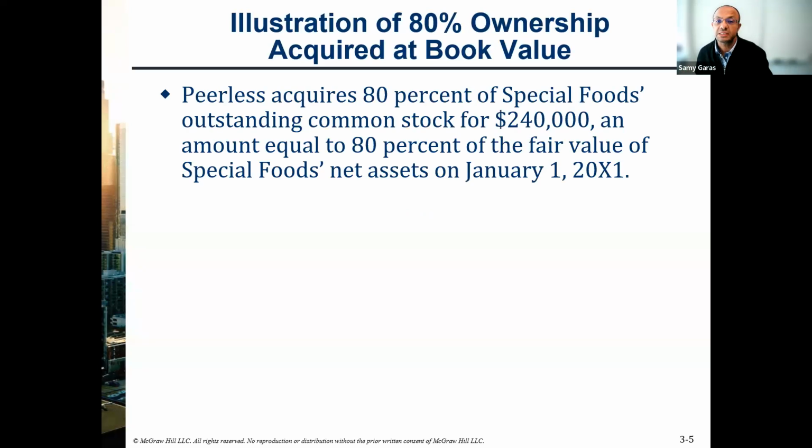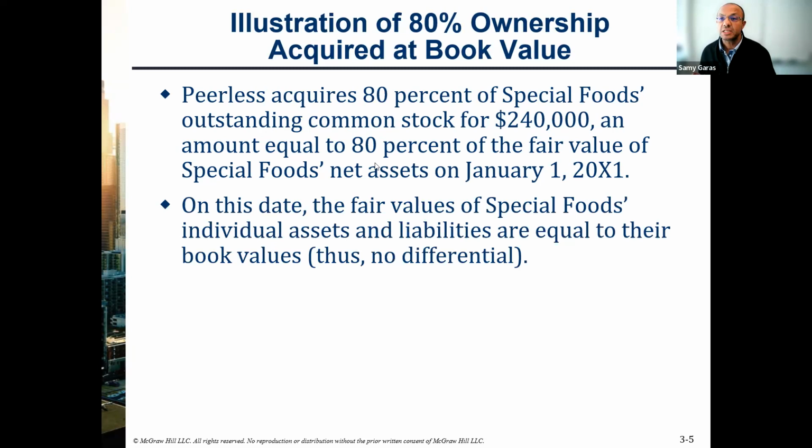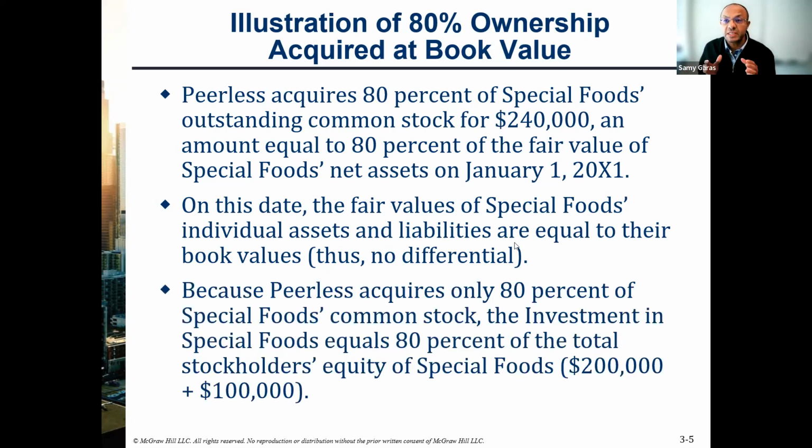The first one says a company owned 80% of another company. Peerless, which is the parent company, paid cash of $240,000 and got ownership of 80%. But the good thing is that the book value is equal to the fair value, which means there is no goodwill and no bargain purchase. And here we have the subsidiary company, Special Food, which has common stock of 200,000 and retained earnings of 100,000. So the total equity of the subsidiary is 300,000, and the parent company owns 80%.